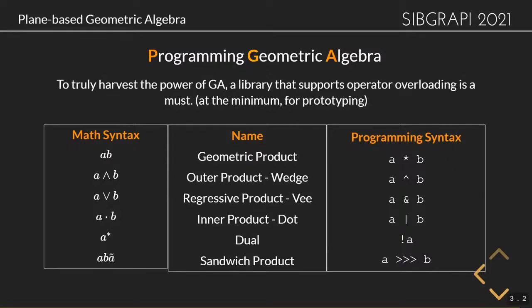So when we did a geometric product up till now, the mathematical syntax would be to just use juxtaposition. And of course, when we're programming, we're going to use the ordinary multiplication for that. The outer product, luckily, is already a Boolean operator, so you can just overload that one. The regressive product, the V, doesn't really have a nice equivalent, where most of the libraries are using the ampersand. For the inner product, we use a dash, a vertical line. For the duality operator, we use the binary not operator. And then the sandwich product, we will use the sign adjust right operator.